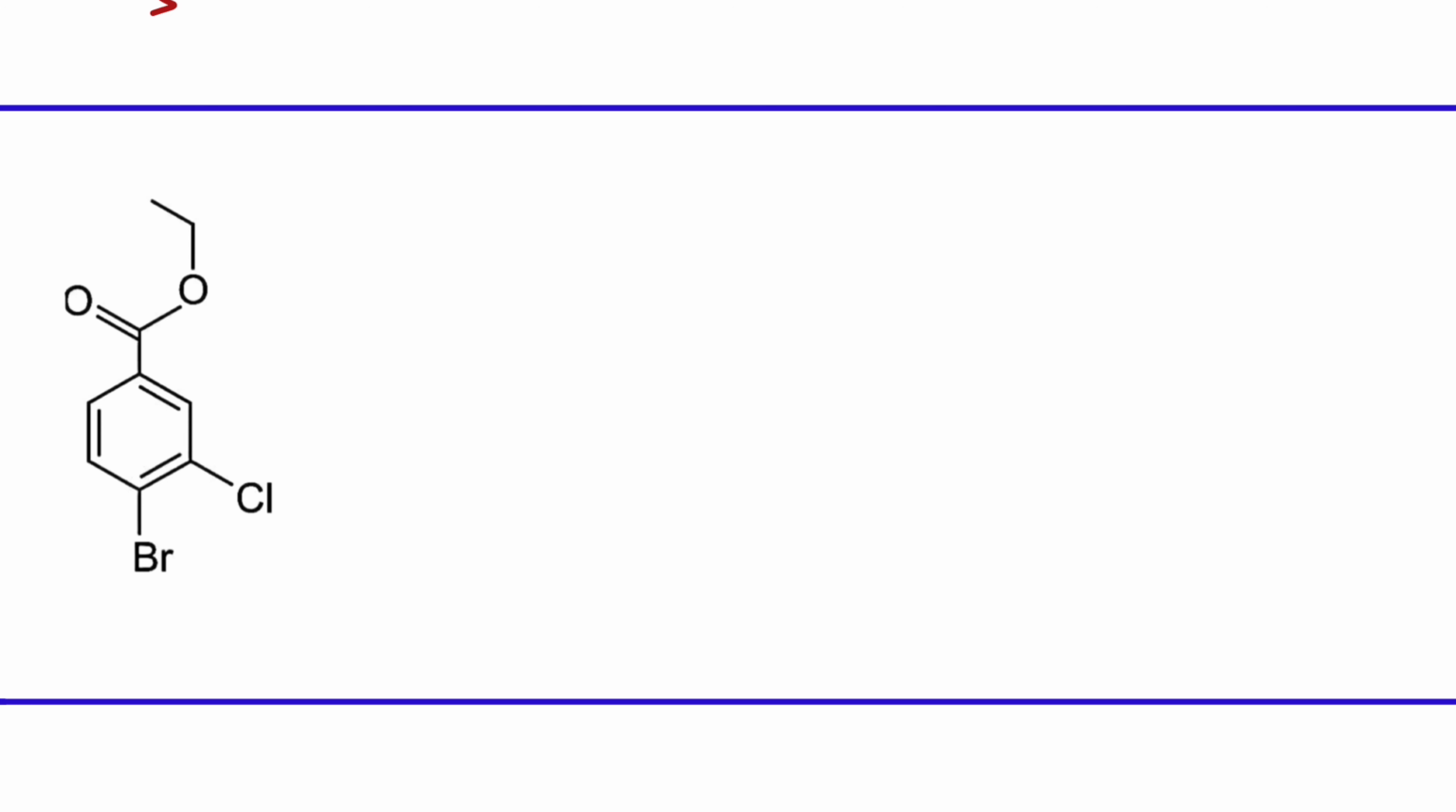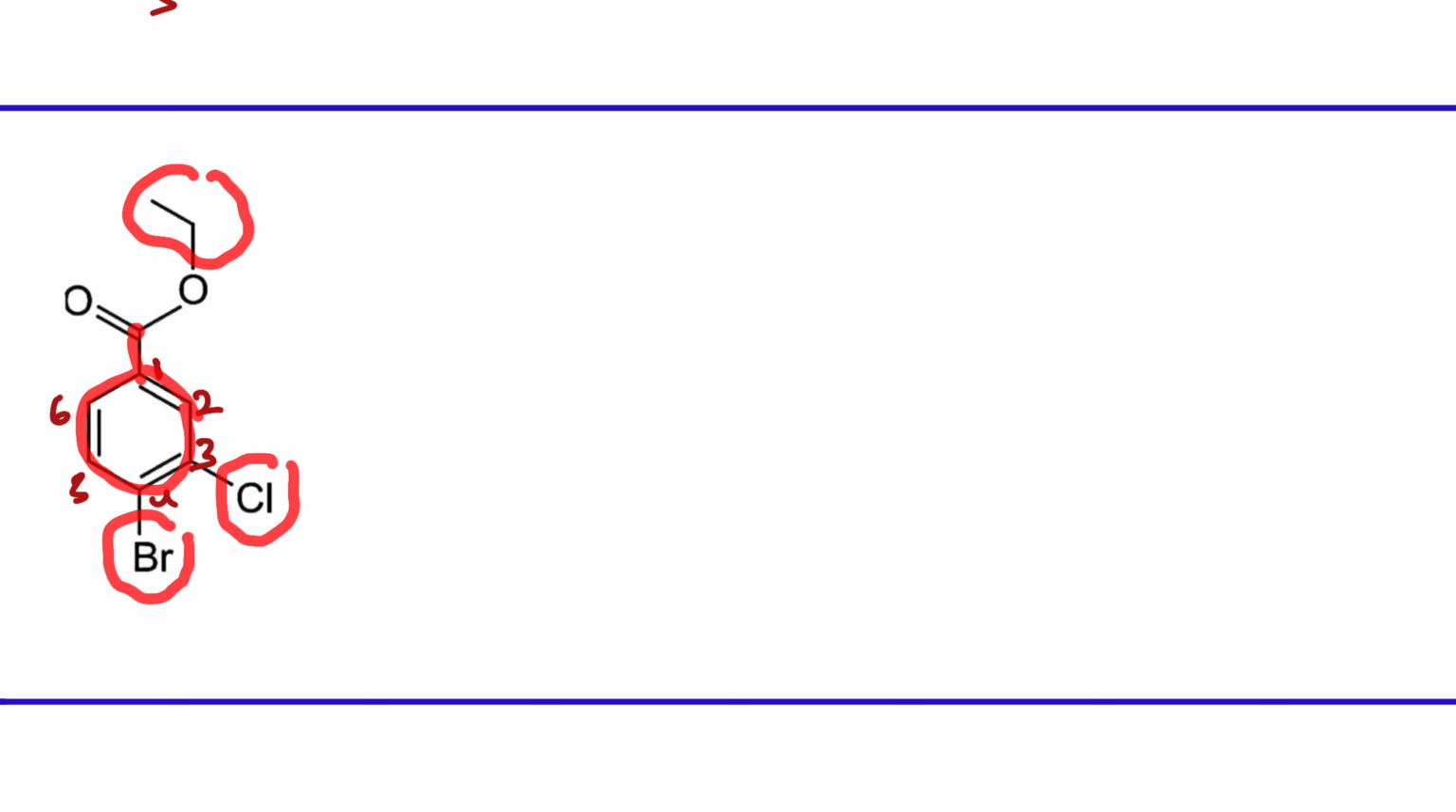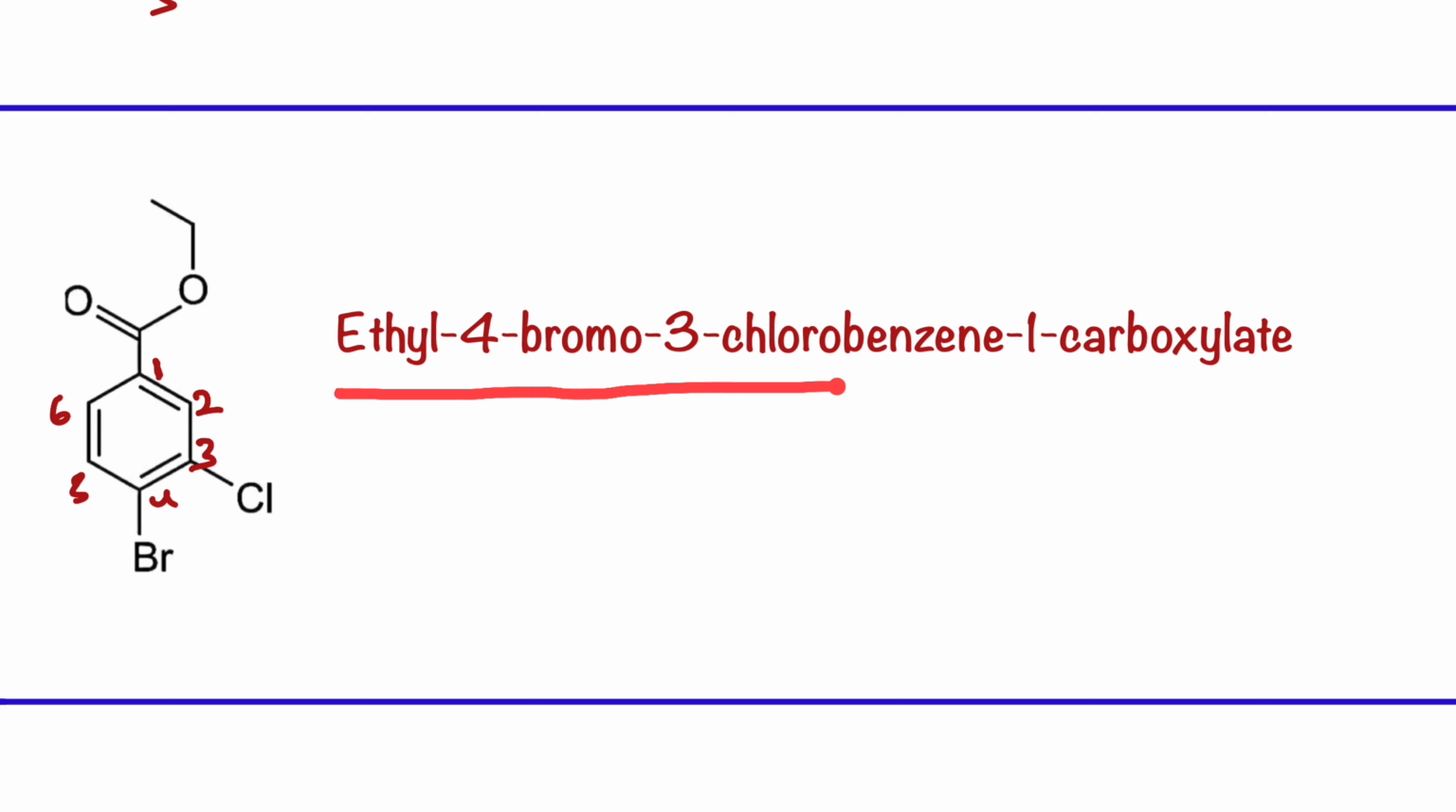And here you have ester. This is ethyl group, this is chlorine, this is bromine. First, this carbon will receive the first priority. Least locant rule we are taking. And while naming esters, irrespective of alphabetical order, the alkyl group attached to oxygen should be indicated first. So this is ethyl, 4-bromo, 3-chloro, benzene carboxylate, not oate. Be very clear, it is carboxylate. So ethyl 4-bromo-3-chlorobenzene-1-carboxylate.